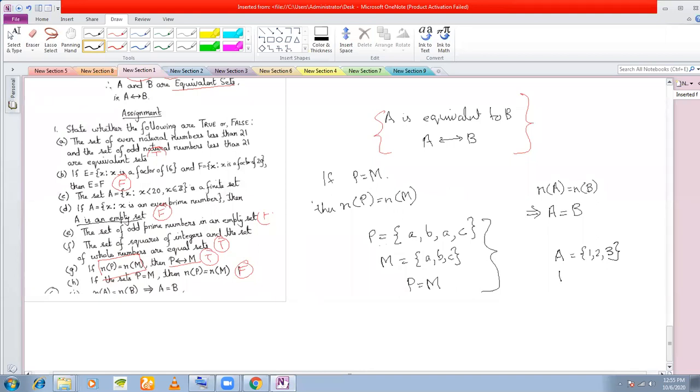Let us say A is equal to 1, 2, 3, and B is equal to A, B, C. What is the cardinality of A? 3. What is the cardinality of B? 3. Cardinalities are equal, but the sets are not equal. So therefore, this has to be false. Okay. So this completes our true or false questions. So this was the very basics.